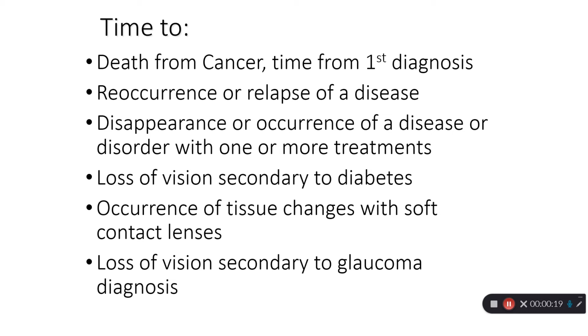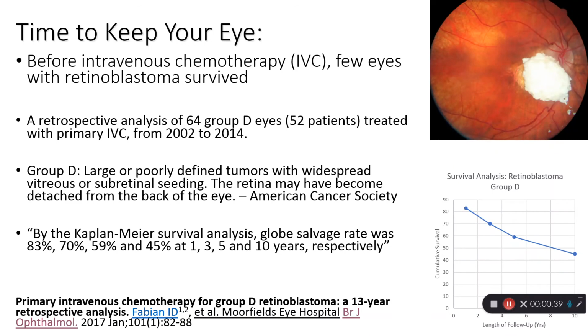It could be time to recurrence or relapse of a disease. It can be time to a disappearance or occurrence of a disease. Time to loss of vision is pretty common, especially from things like diabetes and macular degeneration. Or it could be time to occurrence of changes of soft tissue after contact lens wear. Time to keep your eye.